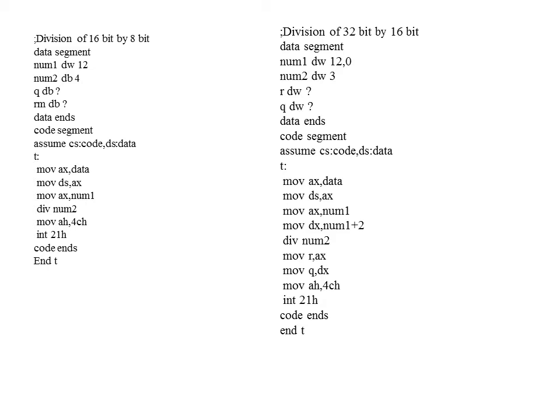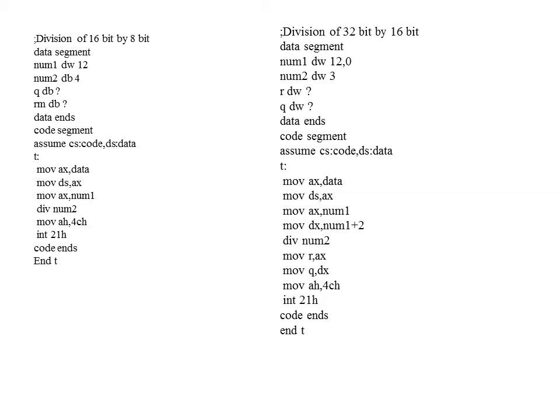We'll see the program. In the first program, I am taking a 16-bit number num1, and I have taken the value as 12, and the number which divides that 12 is 4. I am taking it as an 8-bit number with the DB data type. For the quotient I have the variable Q, and for the remainder I have the variable RM.